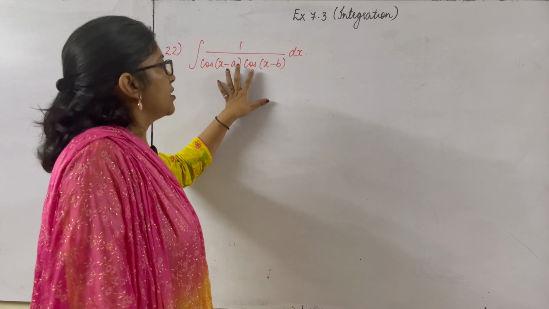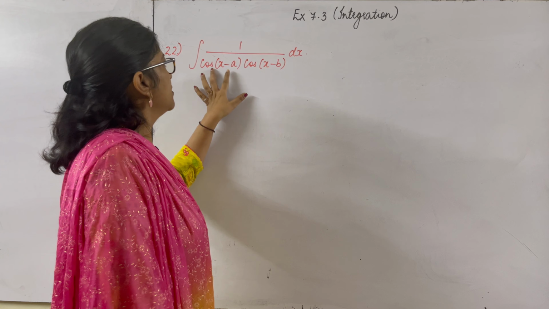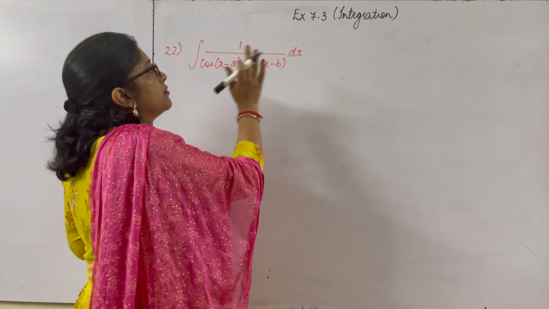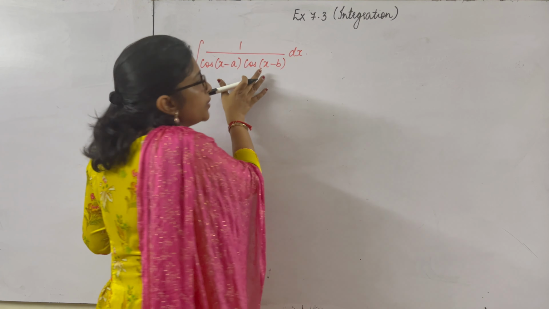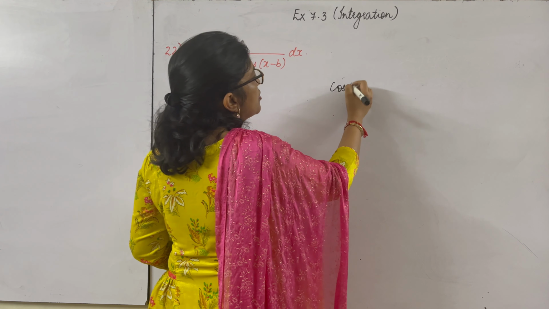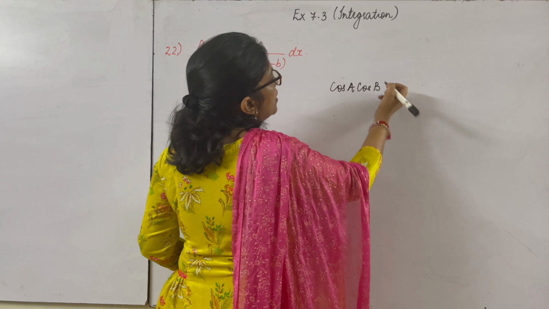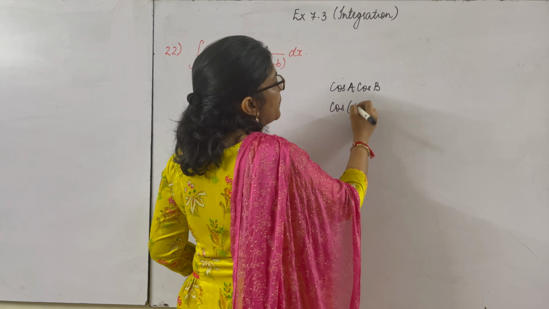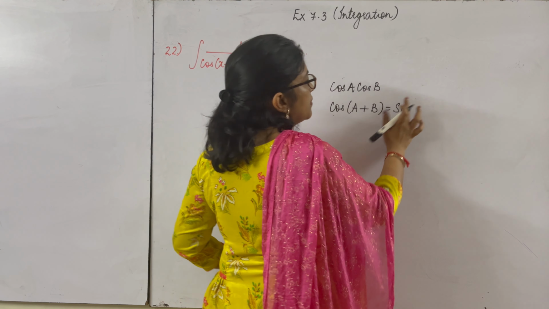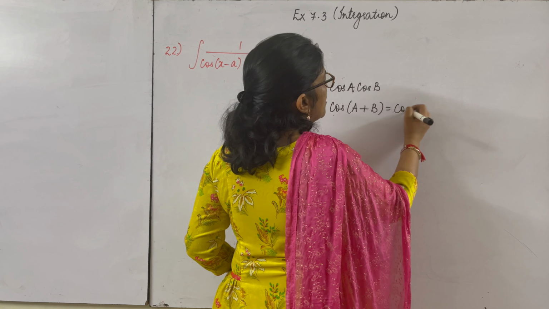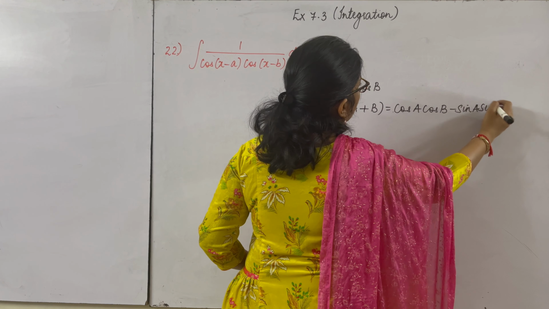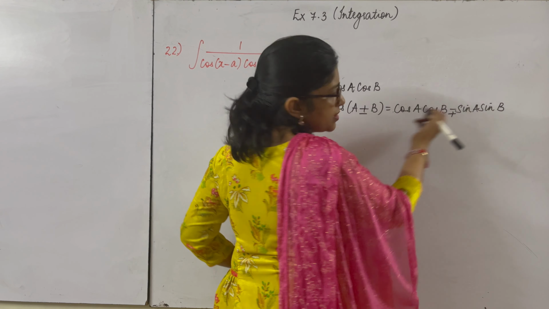Now in this question we only have a denominator term. If we want to simplify this, we know when we get cos A into cos B. We have cos A cos B in the formula of cos A plus B, which is cos A cos B minus sin A sin B. And if you have minus here, you have a plus sign over here.